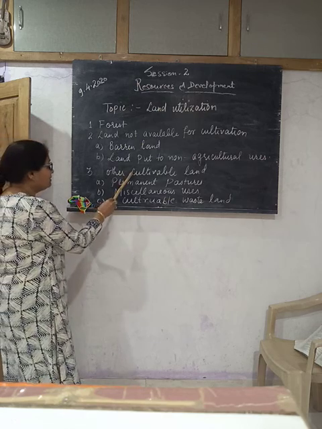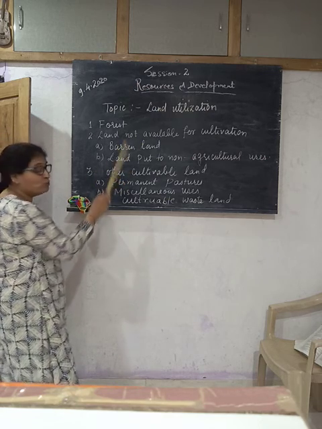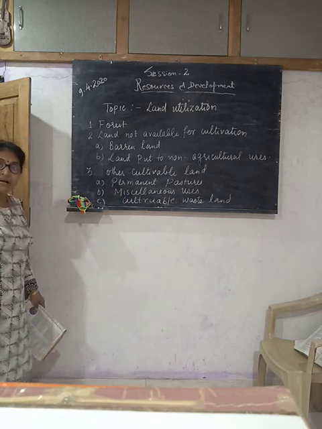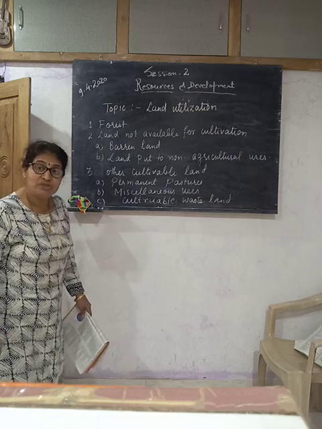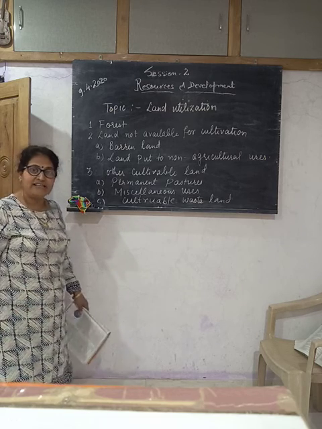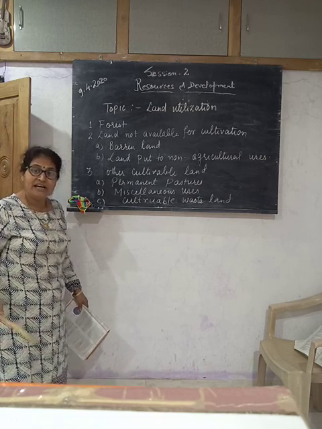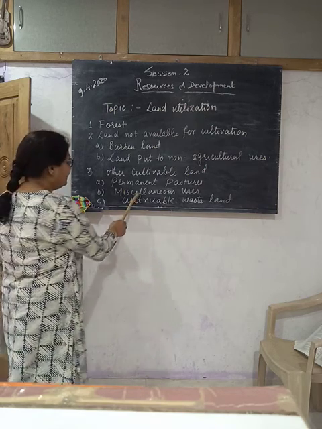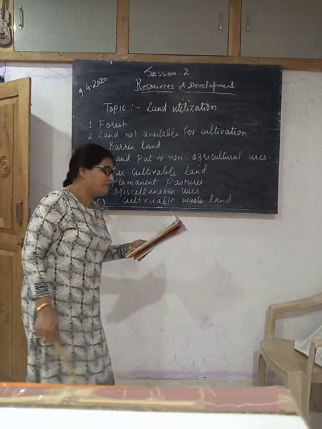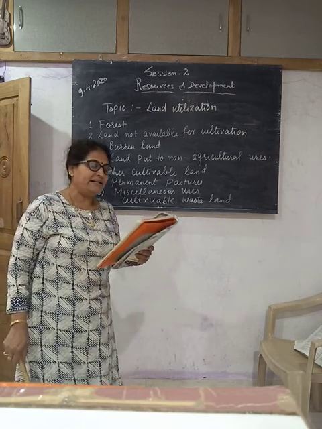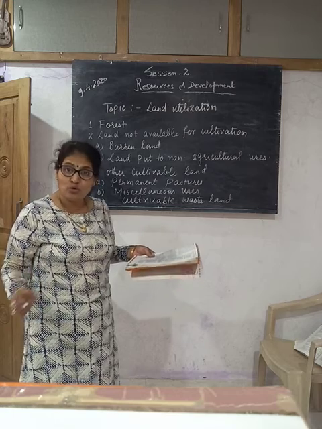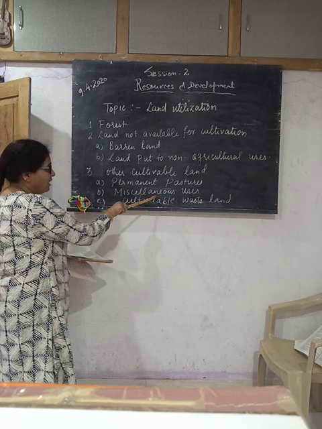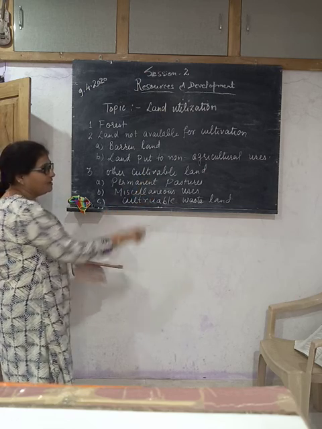Then our third point in this land utilization is other cultivable land. Among this, permanent pastures can be developed. Permanent pastures means grazing land, and these grazing lands can be developed for animals. Year after year, these grazing lands are being renewed. And then miscellaneous uses. Among these, land can be used for growing groves and trees. So these are the miscellaneous uses which come under the heading of other cultivable land.